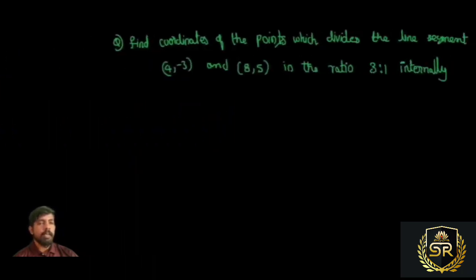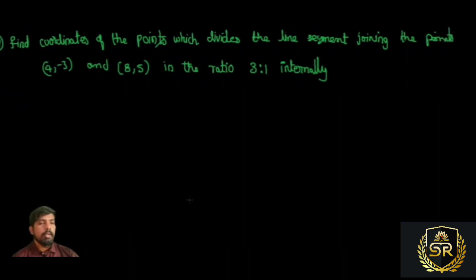Find the coordinates of the point which divides the line segment joining the points (4, minus 3) and (8, 5) in the ratio 3:1. The question asks us to find the coordinates of the point P which divides the line segment joining these points in the ratio 3:1.